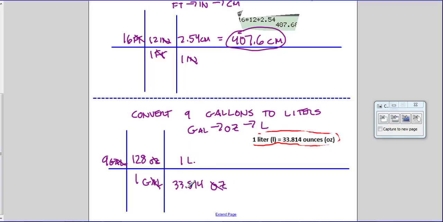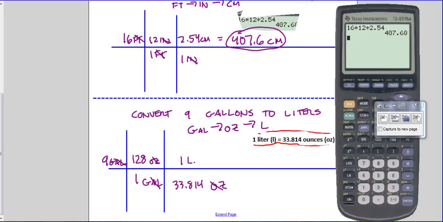Now this time I have something other than 1 in the denominator, so what I'm going to do is take 9 times 128, multiplying everything in the numerator, and divide by anything in the bottom, 33.814. So now I carry out that calculation.